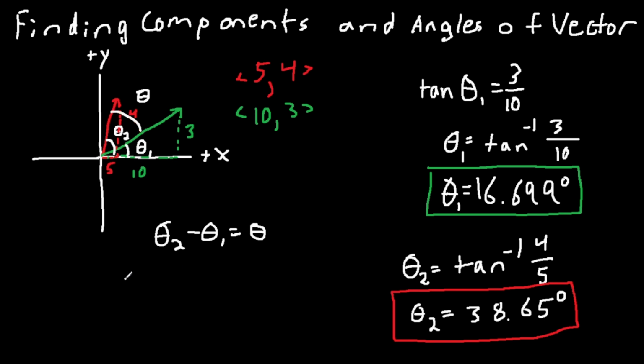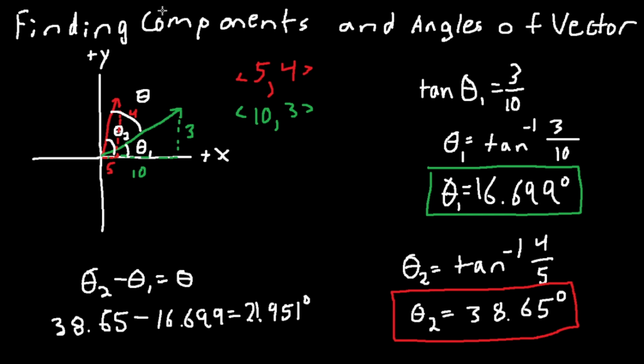So let's go ahead and do that. Theta of 2 is 36.65 minus 16.699. What does that equal? Time for the calculator. And you get 21.951 degrees. So that is the final answer.